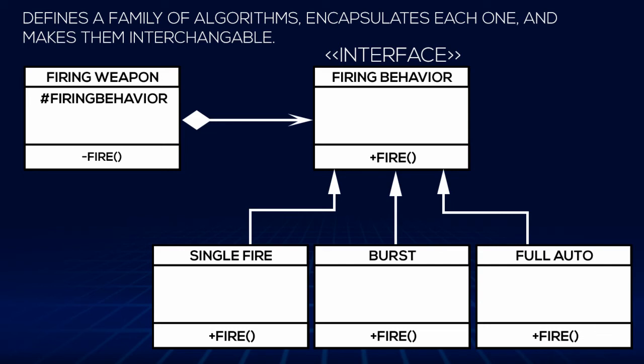So you can see our firing behavior interface with our fire method, and then our single fire, burst, and full auto all implement the interface and their method for fire. Like I said before, our firing behavior had initialize as well, but that's just because we were working in Unity and isn't critical to the actual strategy pattern. Hopefully this gives you an idea of what the strategy pattern is and how you can use it.